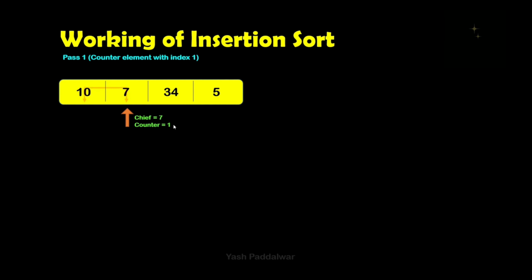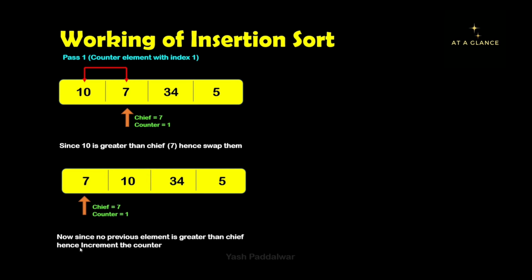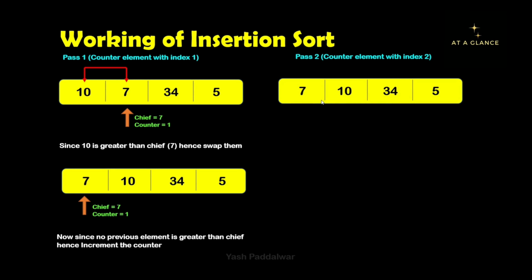Now we need to compare the current element, which is chief, with its left neighboring element, which is 10. If 7, which is the current element, is lesser than its left element, then we need to swap it. Now after swapping, we can see that our chief element is now at index 0. Now as per the algorithm, if the chief element reaches index 0, then we need to stop. So now we'll increment the counter and now our chief element would be at position 2.